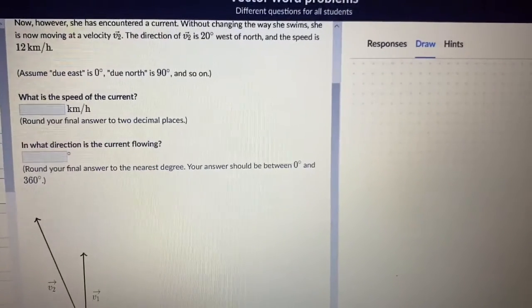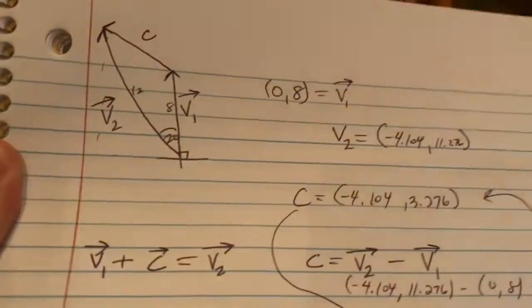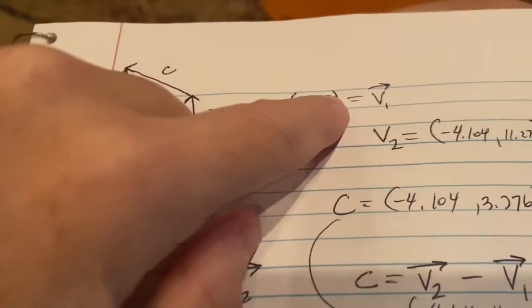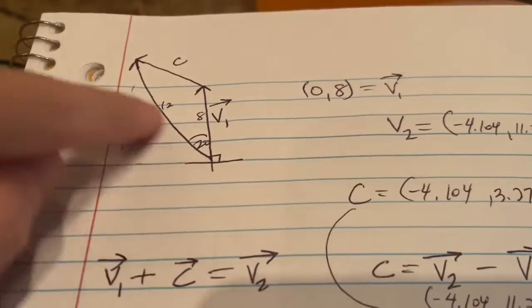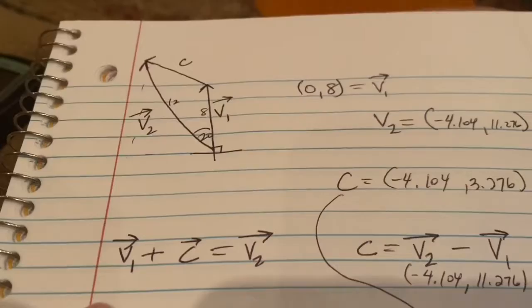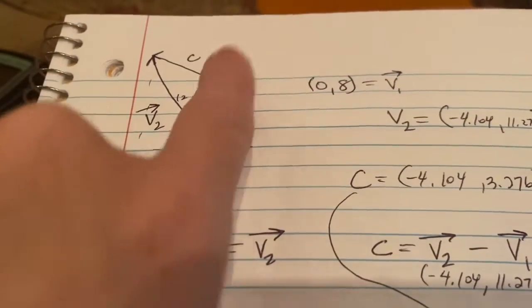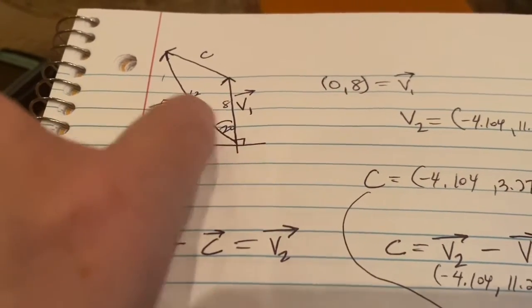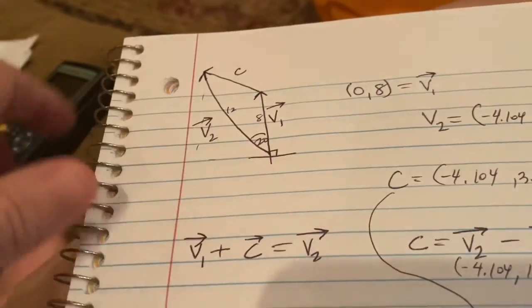direction. So I wrote it out on notebook paper because it was not going so well trying to write on the screen. But here's basically our diagram. We've got this at 0, 8. Then we have this current that pushes her over and results in this new swimming direction. So I put V1 plus the current is V2. This is 0, 8. This is going how many degrees? 12. Well, if this is 90, 20 more would make that 110 degrees.